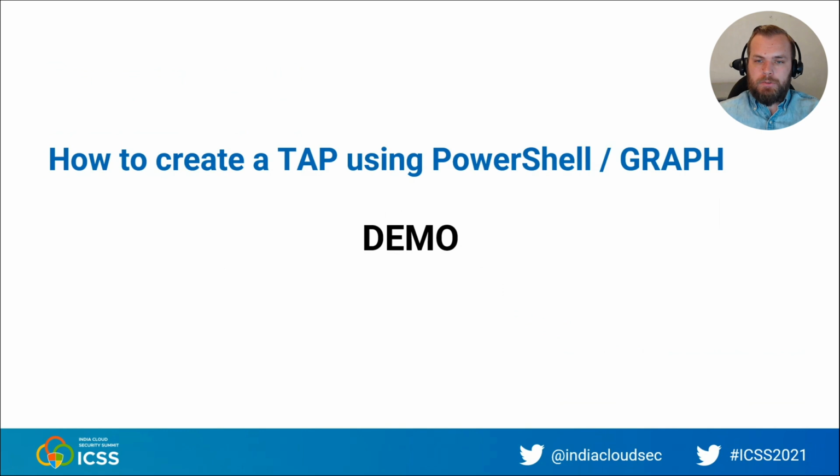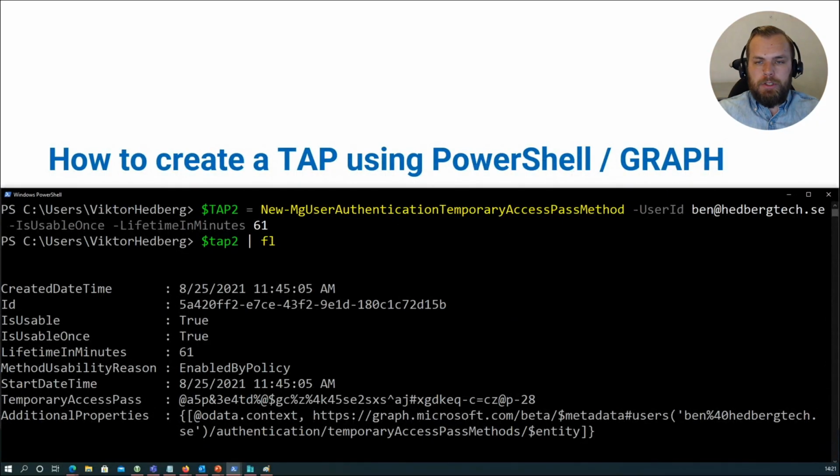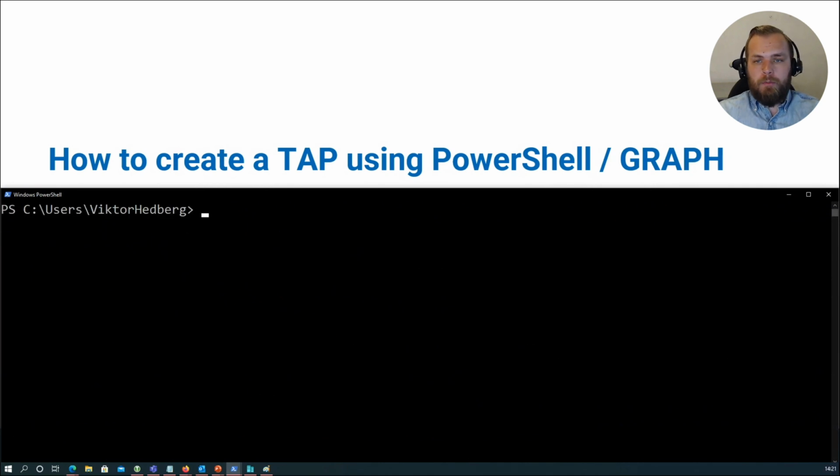Right, let's look at how to create a temporary access pass using PowerShell or Graph. We'll look at how to issue a temporary access pass using the portal right after this. So basically, what you want to do is you need to have the Microsoft Graph PowerShell module installed on your computer, right? So once you're connected to Microsoft Graph and you select the beta APIs, because as I said, this is in public preview, so they're not in the V1 APIs. They're in beta.